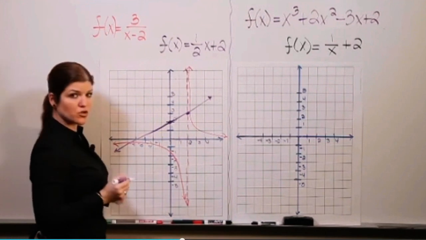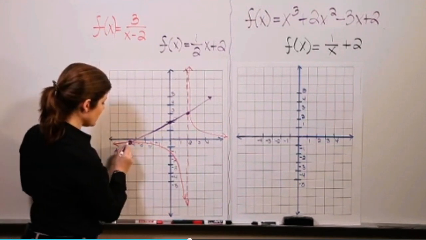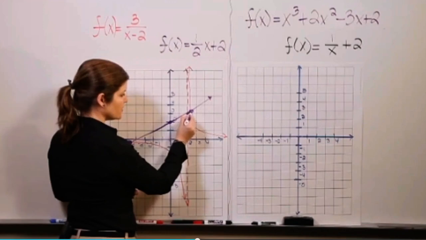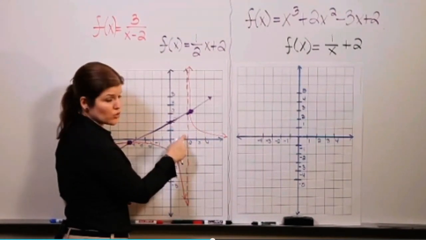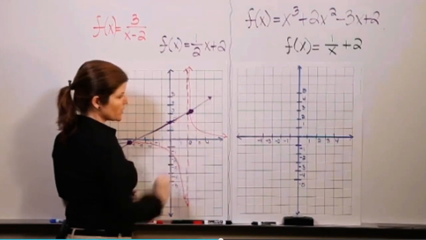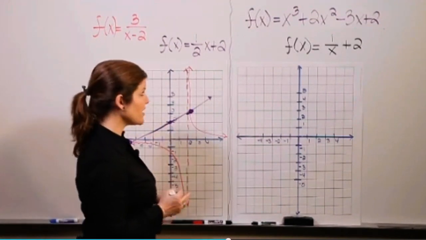So it looks like we have 2 intersections. There's one right here, and there's another one over here. Now make sure that you don't think that's an intersection because that's actually our asymptote. The intersection is right over here with the two graphs. So let's take a look at our next one.